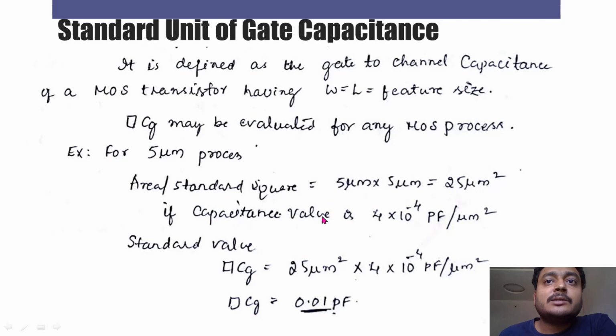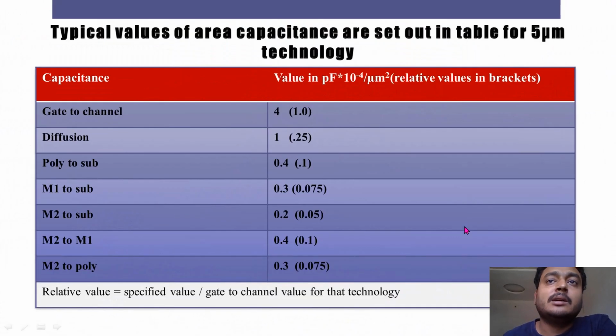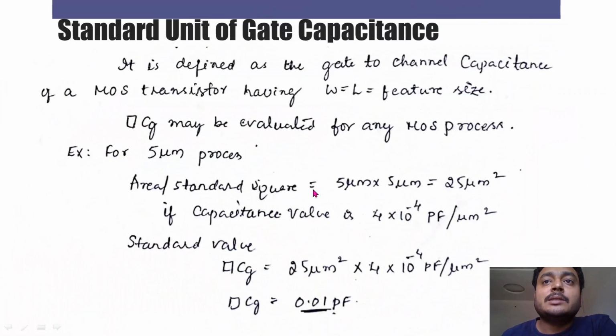The capacitance value for gate to channel is 4 into 10 to the power of minus 4, which you can see from the table. So 4 into 10 to the power of minus 4 picofarad per micrometer square. The standard unit of gate capacitance for this technology is 25 micrometer square into 4 into 10 to the power of minus 4 picofarad per micrometer square, which gives 0.01 picofarad. This is your standard unit of gate capacitance for 5 micrometer technology.